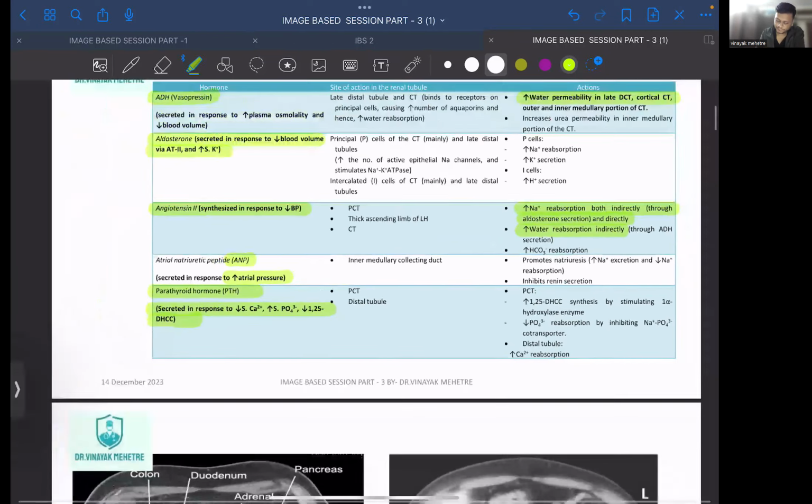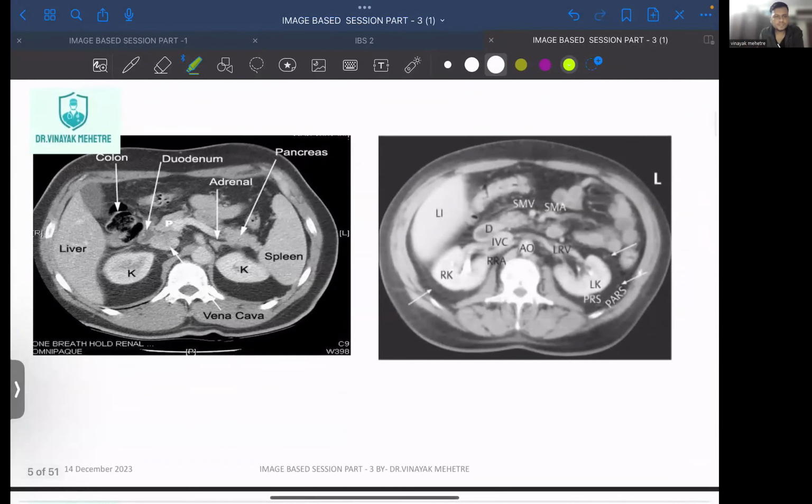You should remember it. Now comes the most famous images. This is marked, but you are going to get an unmarked image. Just remember, whenever you get a CT image, look at the vertebra first. Just near the vertebra is our abdominal aorta.